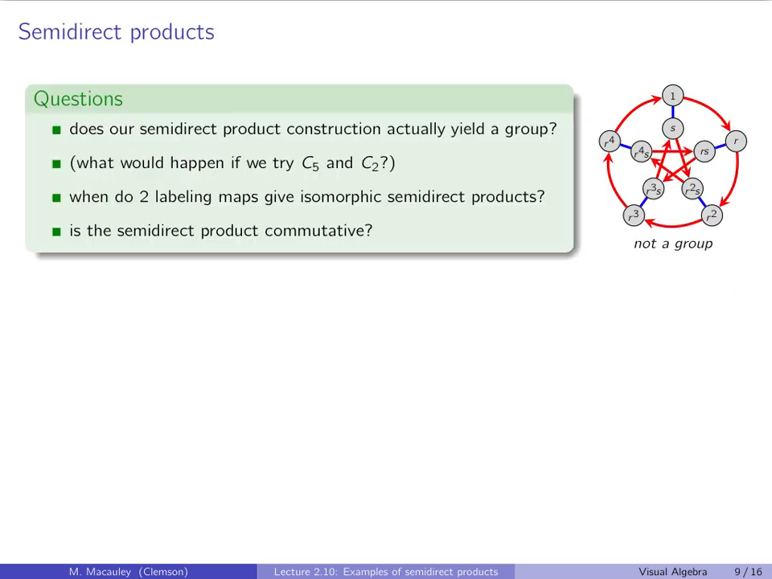It's worth pondering some questions because a lot of this I'm doing based on your intuition without proving things. The first question you might want to ask is, does this construction actually yield a group? Now, we've seen in chapter 1, when I showed you the formal definition of a group, I think that was lecture 1.6, we saw a graph like this that looks like a Cayley graph, and it looks like a semidirect product construction, doesn't it? This rewired copy in the middle, but it's not actually a group.